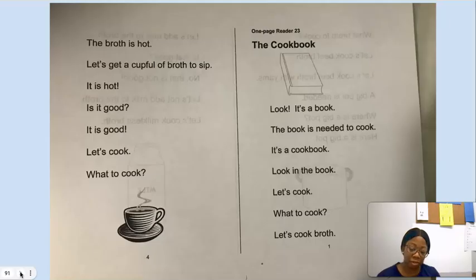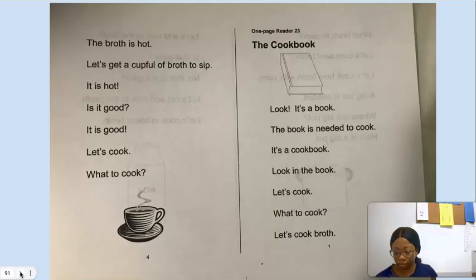Let's add milk to the broth. Is it good? No, that is not good. Let's not add milk to the broth. Let's cook milkless broth. All right. So on this page, what words do you see with double O? You see 3 words. What are they? Good, good, cook. All right, good job. So make sure as you're reading, we're highlighting these words. So your turn. Go ahead and read page 3.